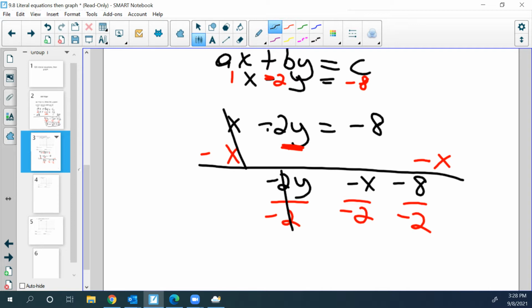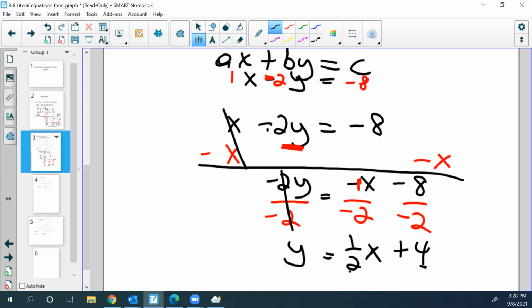So on the left side, I'm just left with y. On the right side now, I have -1 divided by -2, which is a positive 1/2, so that's going to give me 1/2 x. And then -8 divided by -2 is a positive 4. So again, my equation is in slope-intercept form, where the 4 is my y-intercept and the 1/2 is my slope.